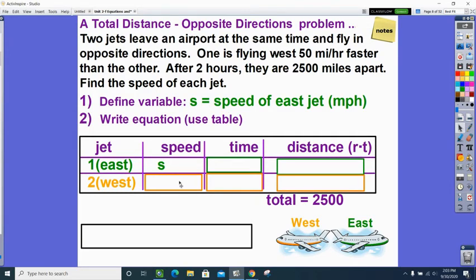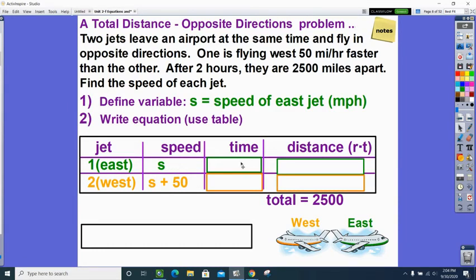Now, what about the west? Let's see, the west is going 50 miles per hour faster than the east, so I would have to add the 50. Now, if you had defined the variable the other way around and put the S in here, then you would have had to put S minus 50 in the east. Are you with me? So you still can get there.